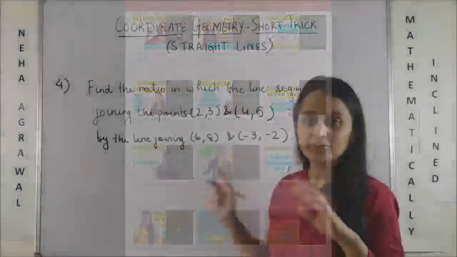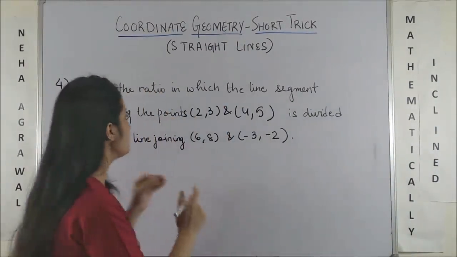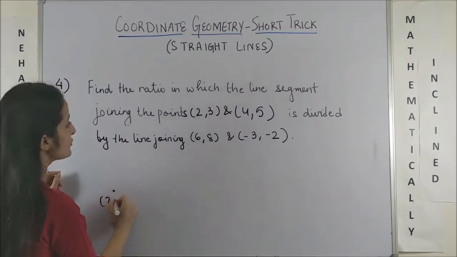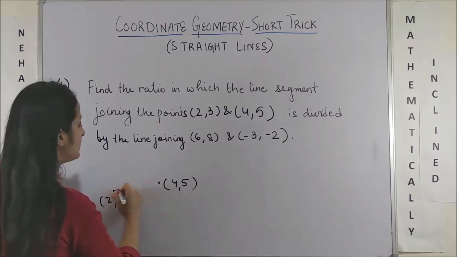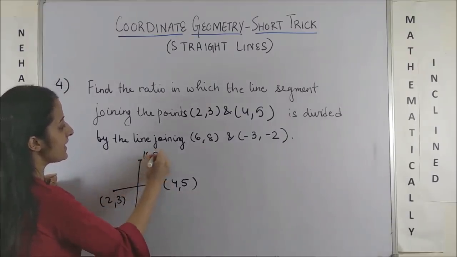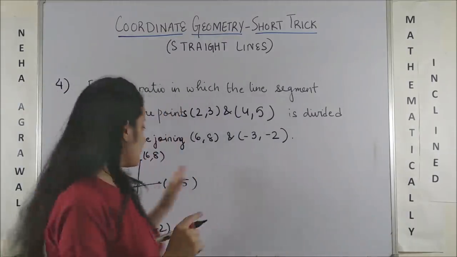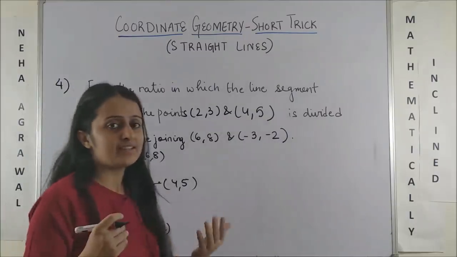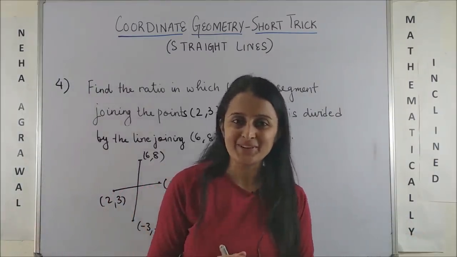Now coming to this question, it says find the ratio in which the line segment joining the points 2, 3 and 4, 5 is divided by the line segment joining the points 6, 8 and minus 3, minus 2. Now as you can see, this time the equation of this line is not given, rather 2 points are given on it. So not to worry, we can find that on our own.